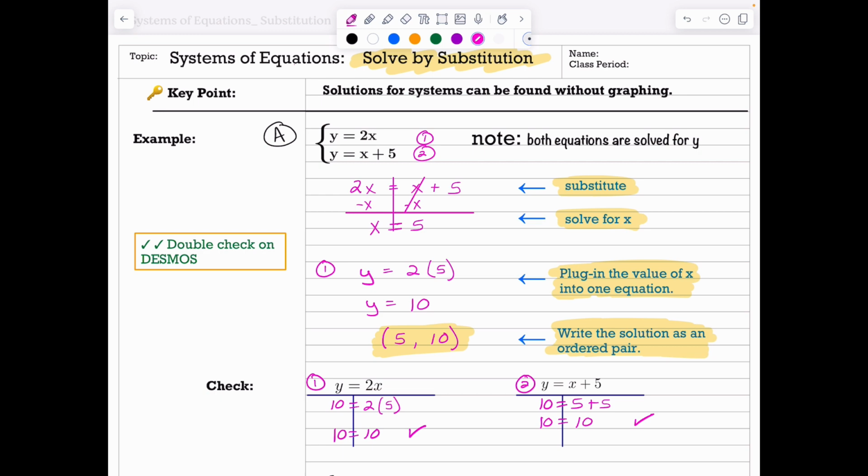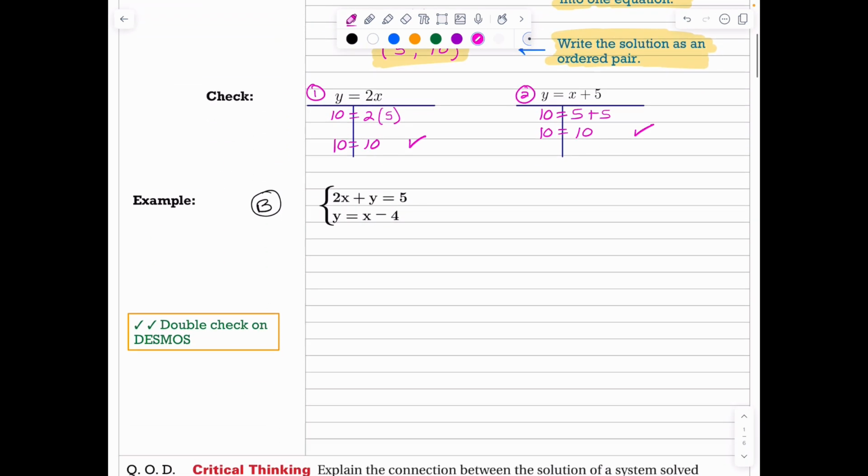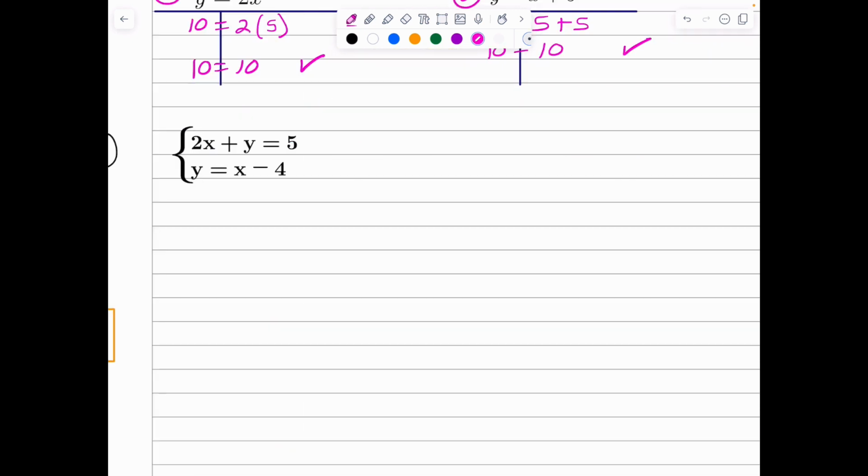All right, now we're going to use substitution for another example. So here I've got 2x plus y is equal to 5, and y is equal to x minus 4. In this example, equation number 2 is solved for y. Equation number 1 is in standard form. I'm going to take that equation that's in standard form, and in place of y, I'm going to substitute x minus 4.